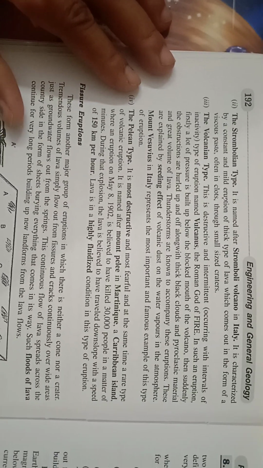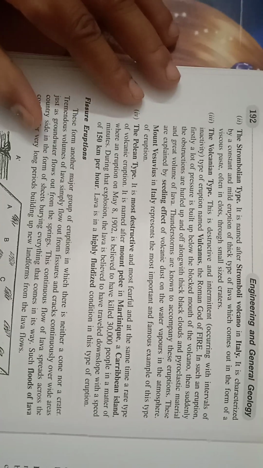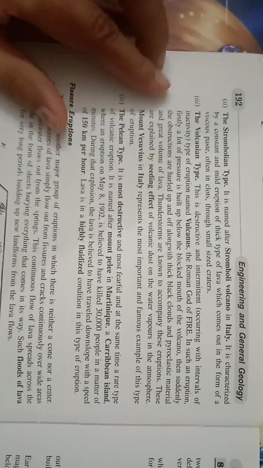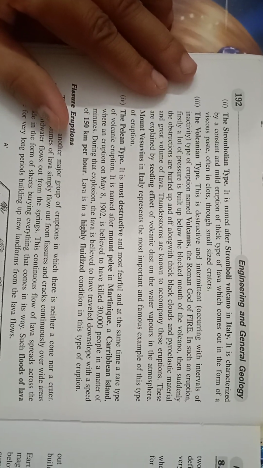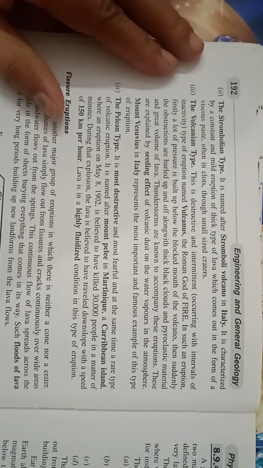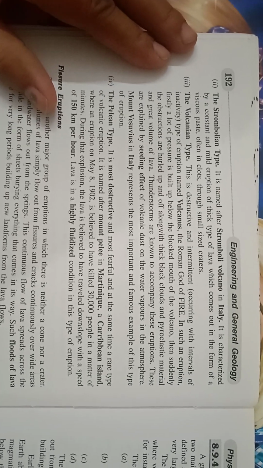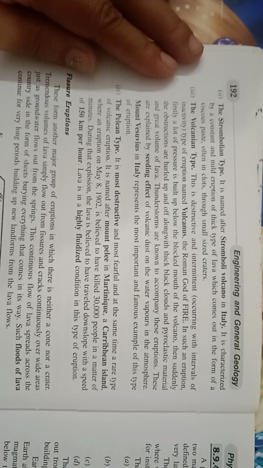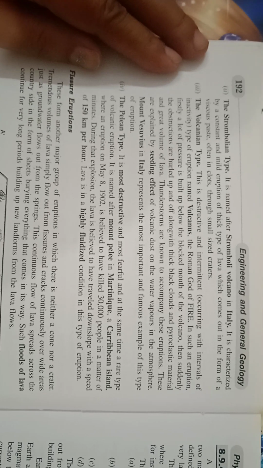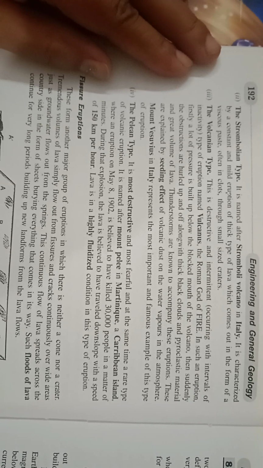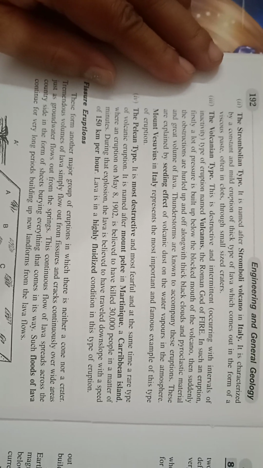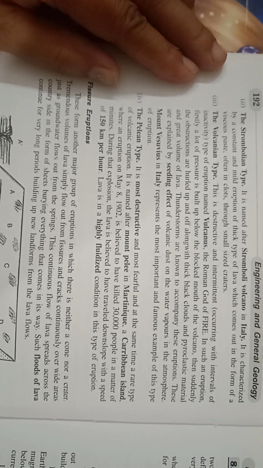Strombolian type. It is named after Stromboli volcano in Italy. It is characterized by a constant and mild eruption of a thick type of lava which comes out in the form of a viscous paste, often in clouds, and through small sized craters. So, Italy is not just pizza; remember that volcano, Stromboli, when you eat pizza.